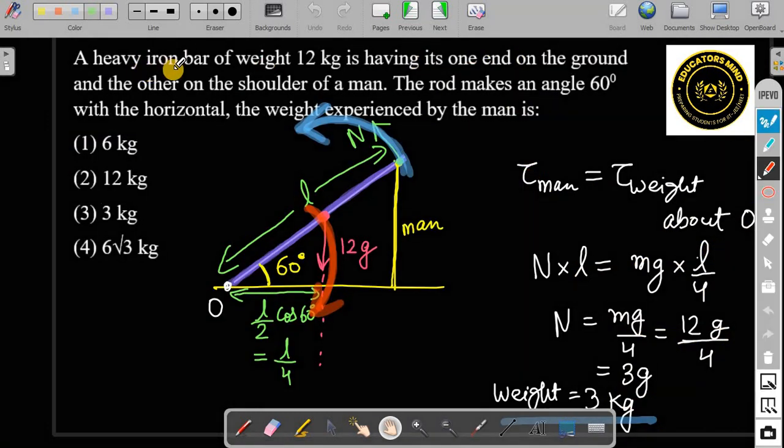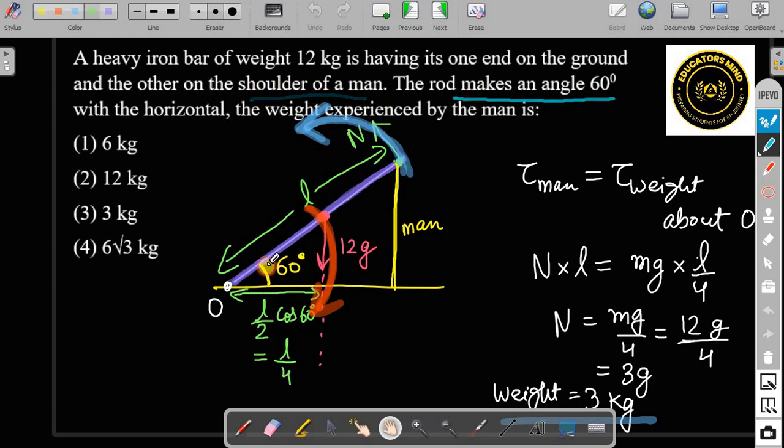Now, what is the next question? A heavy iron bar of weight. There is a heavy iron bar, like we can see here. This iron bar is being supported. One end is on the ground, and another is held by a person using his shoulder, right?